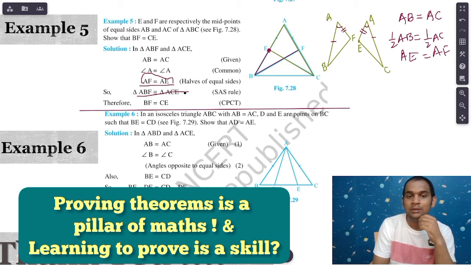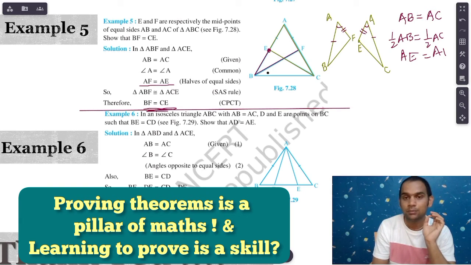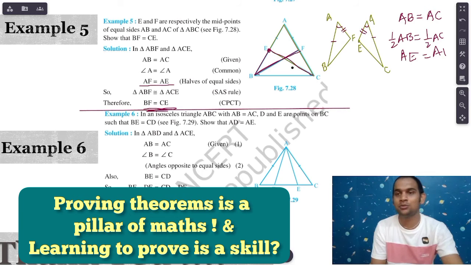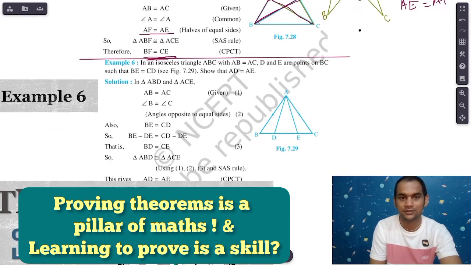Now triangle ABF will be congruent to triangle ACE, and that is how, according to the CPCT rule, we will get BF equals CE. Is that clear? Fantastic. BF is equal to EC, and that is how we are able to prove it. I hope that makes a lot of sense.